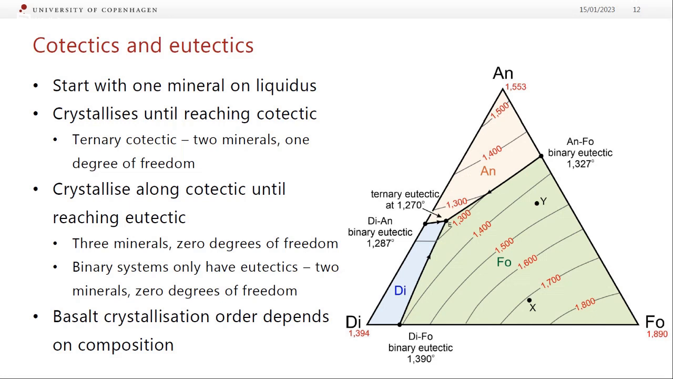Okay, so we can see here that the order in which minerals crystallize in a basalt is going to depend on the starting composition. So something like this, Y, might be something like a mid-ocean ridge basalt, where you go from olivine to plagioclase, and then down to olivine, plagioclase plus clinopyroxene. Something like X here, which is a higher temperature melt, could be something like a picrite, where we crystallize olivine first, we move away from olivine until we hit this diopside cotectic, and we're crystallizing olivine and clinopyroxene, and then eventually we crystallize plagioclase.